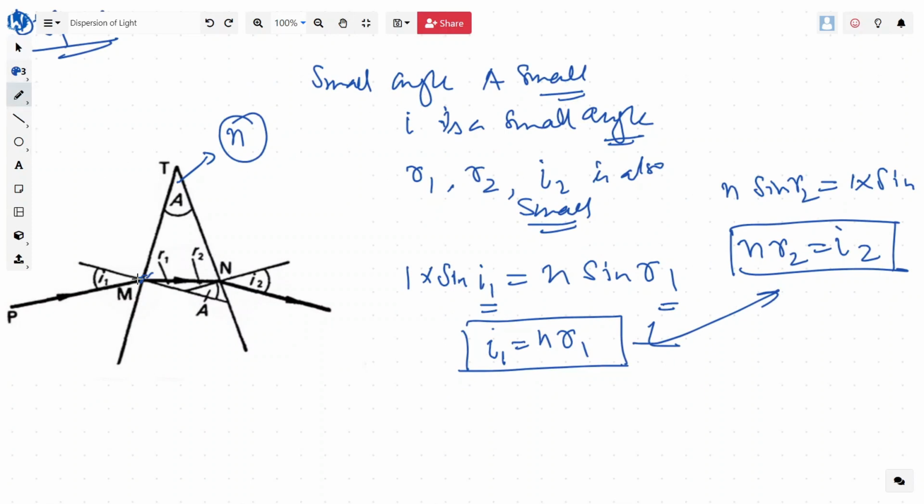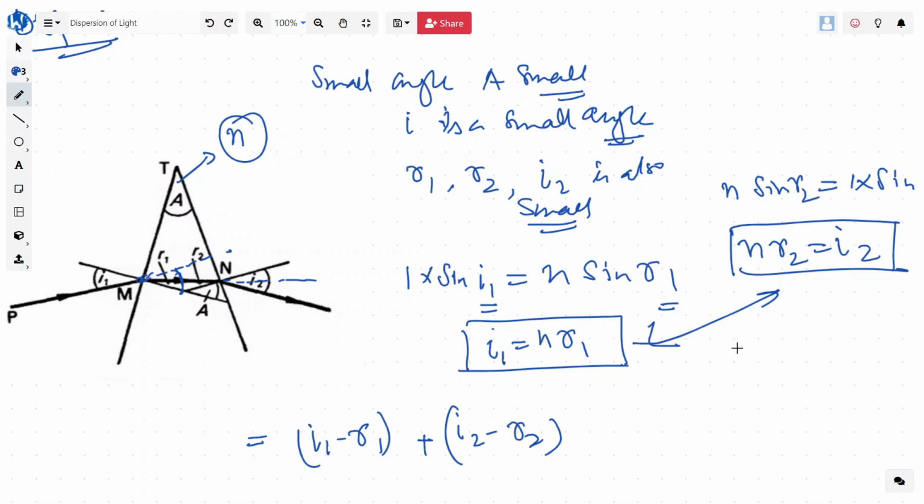If we extend this, it's going like this. It was going at angle I1 and then got deviated, right? So the deviation on the first interface is going to be I1 minus R1. Now here the ray of light was going like this, and it got deviated like that. So the additional deviation here is I2 minus R2. So the total deviation is going to be I1 minus R1 plus I2 minus R2, and that is what we are interested in.